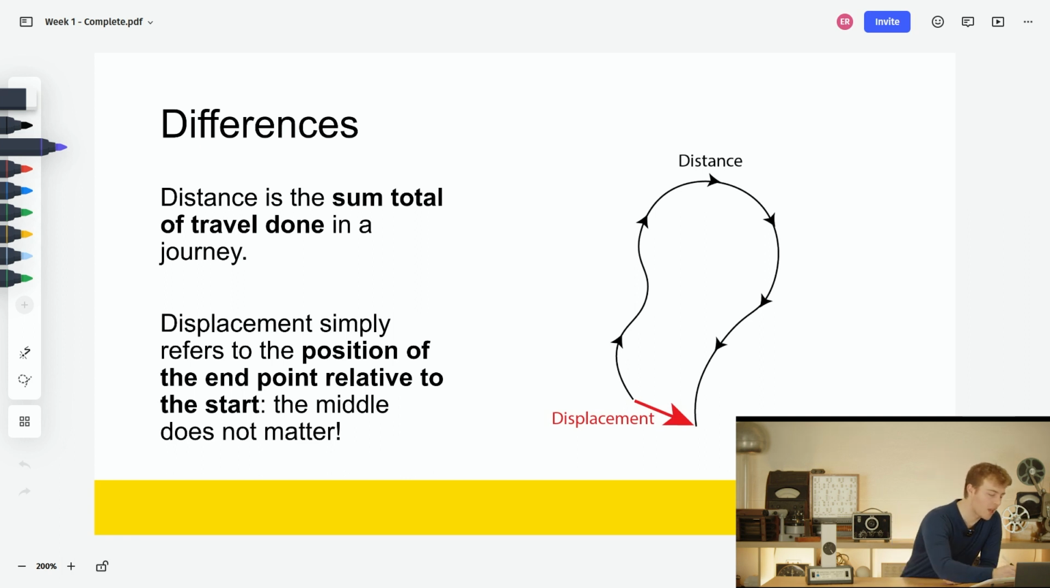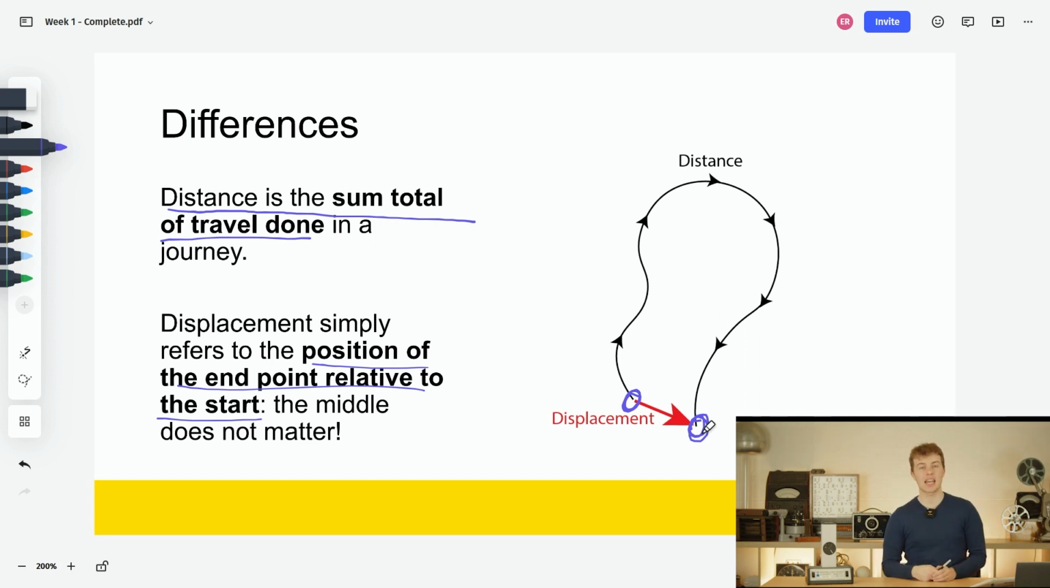Typically, we express distance to mean the sum total of all the travel done in a journey. So if you go and do exercise, and you've got a step counter on your watch or on your phone, distance is kind of like the step counter. It tells you how much walking you've done. It tells you how far you went, but it doesn't tell you the difference between where you started and where you've ended. Displacement is just the difference between the start point and the end point. The in-between doesn't matter at all.